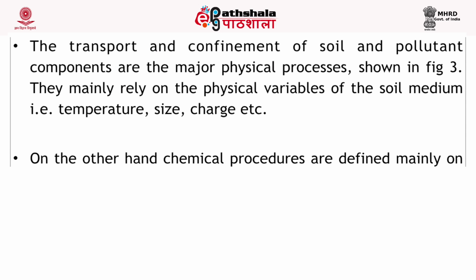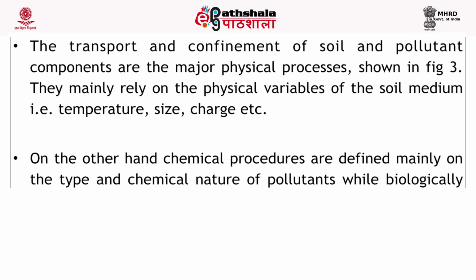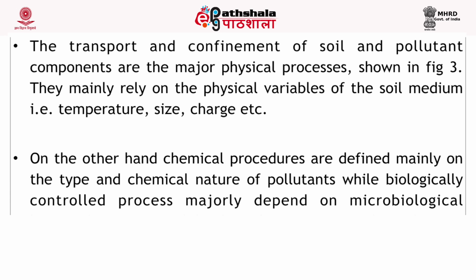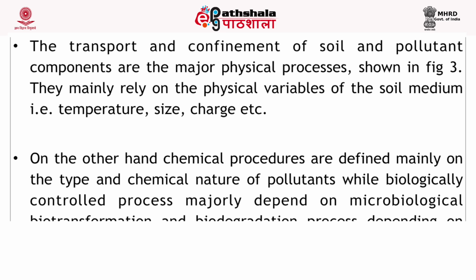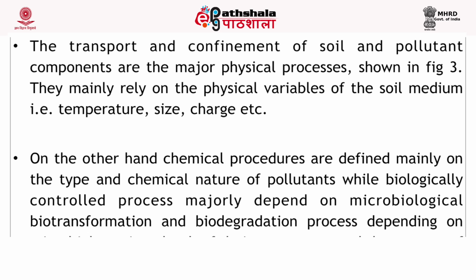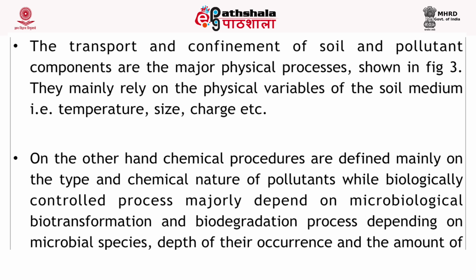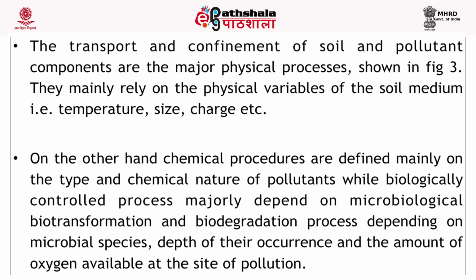On the other hand, chemical processes are defined mainly by the type and chemical nature of pollutants, while biologically controlled processes mostly depend on microbiological activity, biotransformation and biodegradation, depending on microbial species, depth of their occurrence and the amount of oxygen available at the site of pollution.